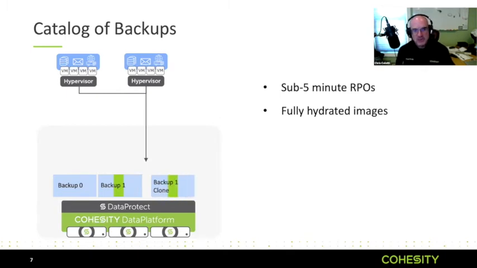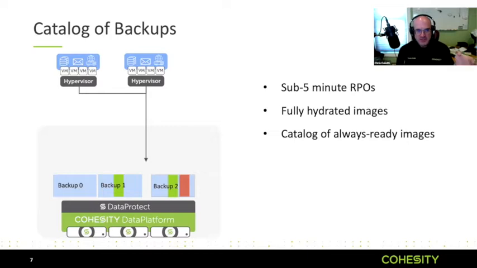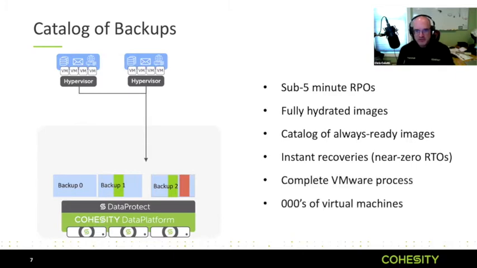The next thing we'll do on the next run is we'll take another zero-cost clone of that second version. We'll take the next incremental, we'll apply it, and we'll rinse and repeat. So now we've got 3 fully hydrated images in the catalog we can choose from if we wanted to do a recovery for any reason or a test dev recovery. What we then do is, when we want to actually do instant recoveries, we can pick any one of those at any point in time and restore at near zero RTOs up to thousands of virtual machines.